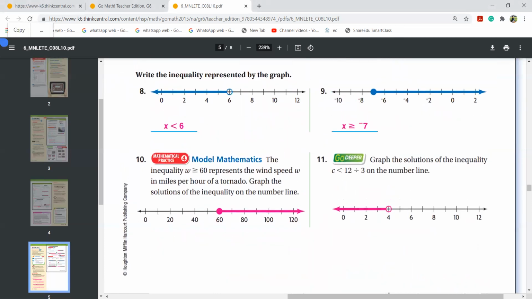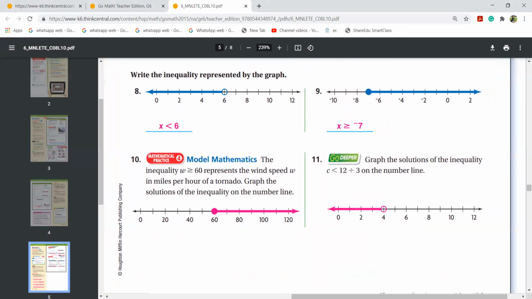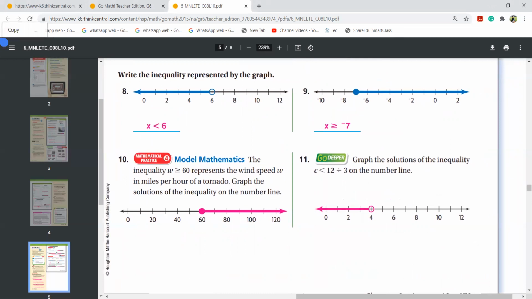Simple. Don't panic with the name when all this is written. Just see W greater than or equal to 60, you can do it. C is less than 12 divided by 3. You know very well that when you divide 12 by 3, what do you get? You get C less than 4. So it's simple, same thing.